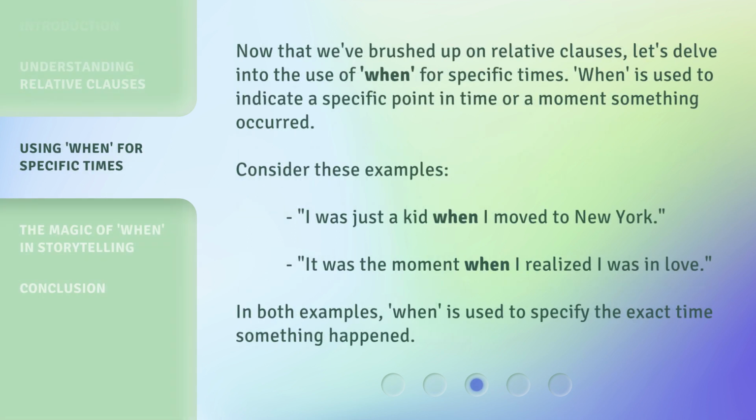Now that we've brushed up on relative clauses, let's delve into the use of when for specific times. When is used to indicate a specific point in time or a moment something occurred. Consider these examples. I was just a kid when I moved to New York. It was the moment when I realized I was in love. In both examples, when is used to specify the exact time something happened.